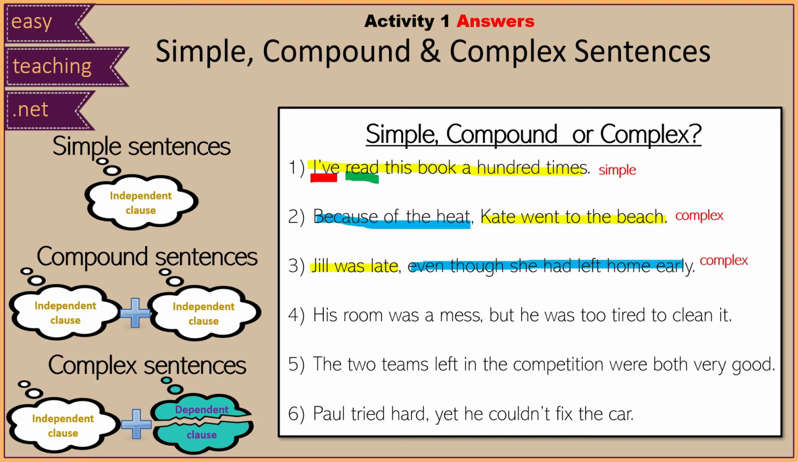The fourth sentence has two independent clauses. His room was a mess. He was too tired to clean it. The conjunction but is joining them. A sentence with two independent clauses is a compound sentence. The fifth sentence has only one subject and one verb, a linking verb. Because it has only one independent clause, it is a simple sentence. The last sentence has two clauses that can stand on their own, joined with a coordinating conjunction. It is a compound sentence.